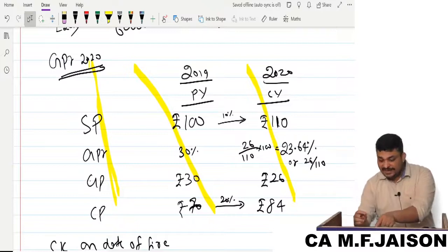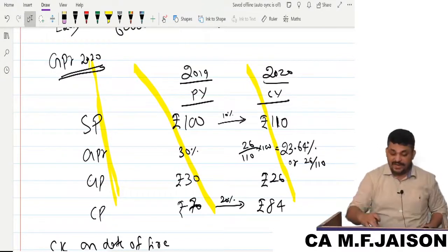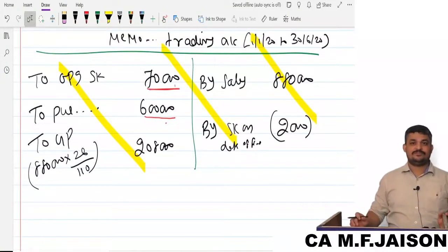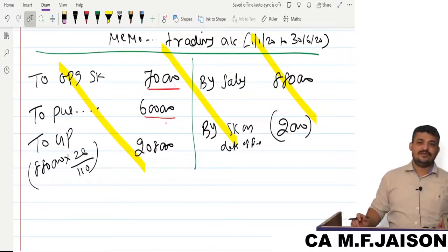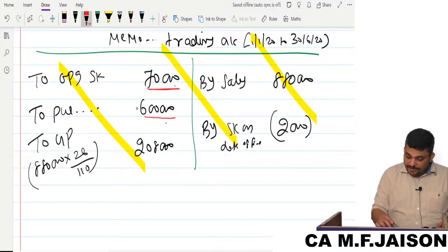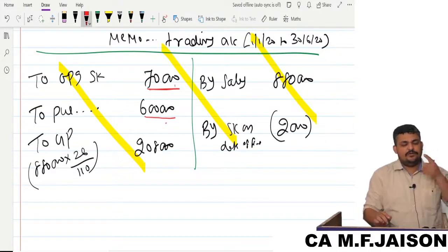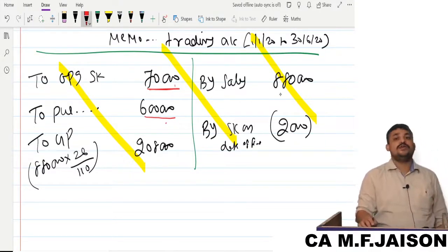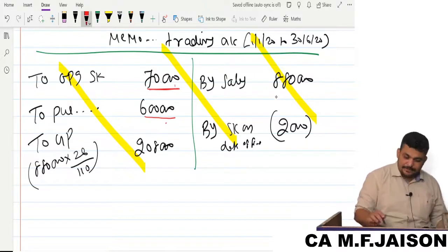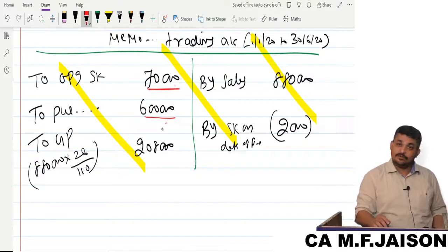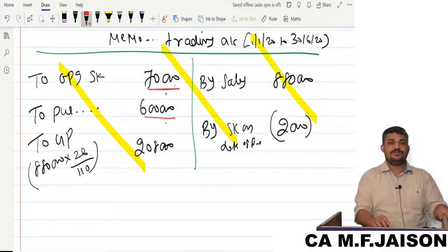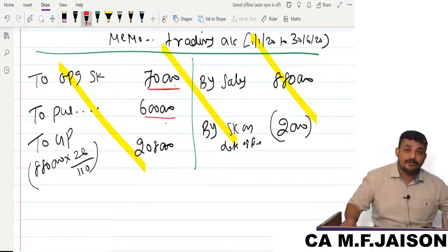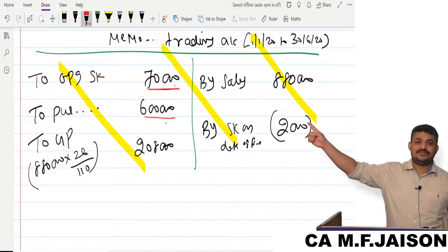But it is fully correct only if there was no opening stock. Only if there is no opening stock. Because if whatever goods sold in the current year were entirely purchased in the current year, then no problem, your working is correct. But since you have opening stock, which was purchased at the old price and sold at the new price.